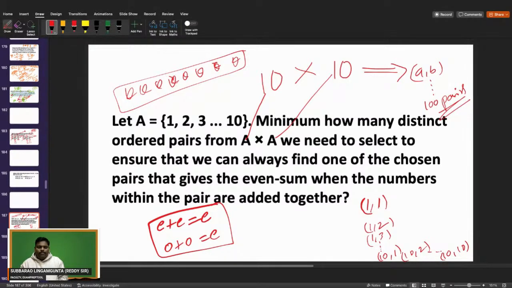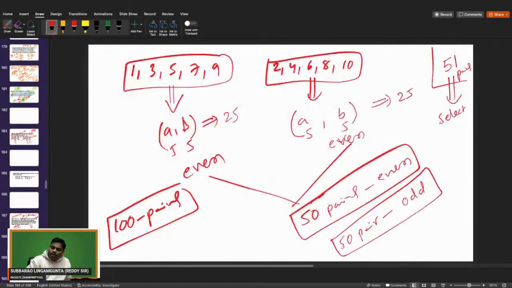Some people are asking, how can you say odd is also 50? You only said total pairs are 100 and 50 even pairs, so automatically 50 odd pairs. How? Even plus odd is also odd, odd plus even is also odd. Here both odd I have taken, here both even I have taken. Now here I will take one even, one odd, and here one odd, one even. So totally 50 even and 50 odd will come.